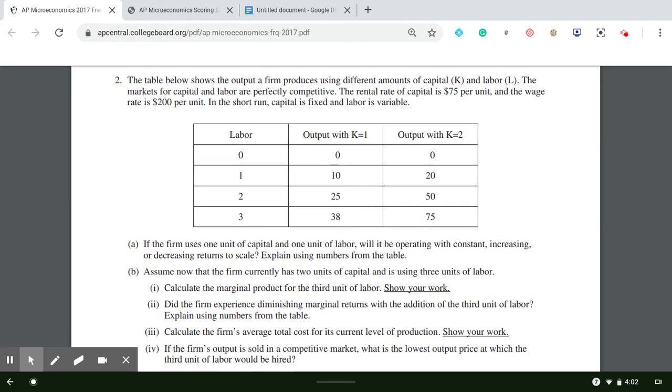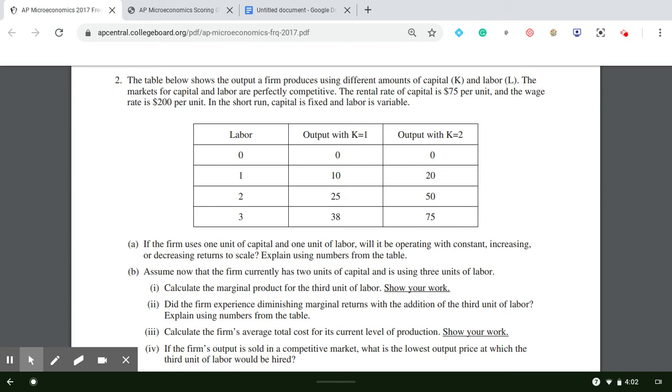The table below shows the output a firm produces using different amounts of capital, K, and labor, L. The markets for capital and labor are perfectly competitive. The rental rate of capital is $75 per unit, and the wage rate is $200 per unit. In the short run, capital is fixed and labor is variable. So K is capital, L is labor. Capital costs $75 per unit. Labor costs $200 per unit.